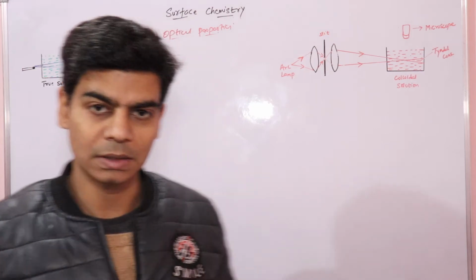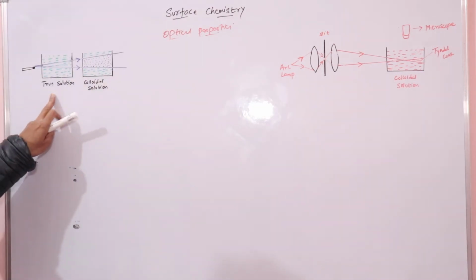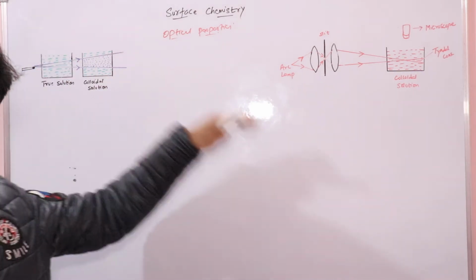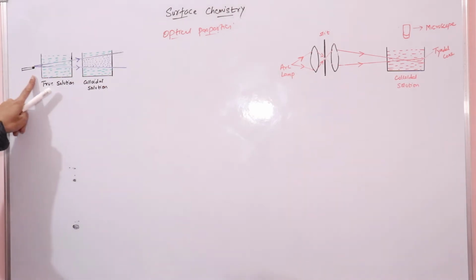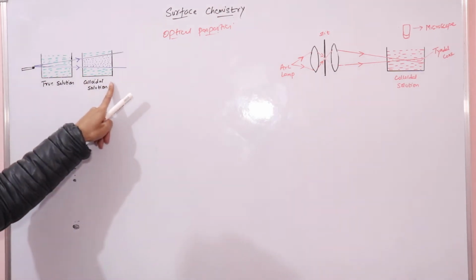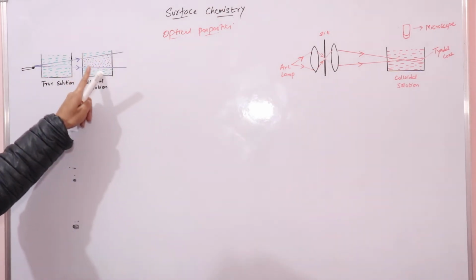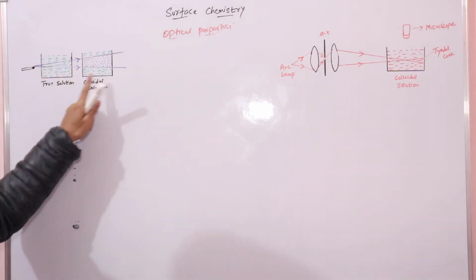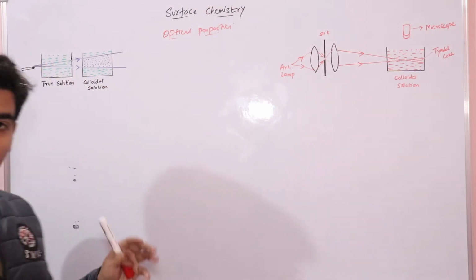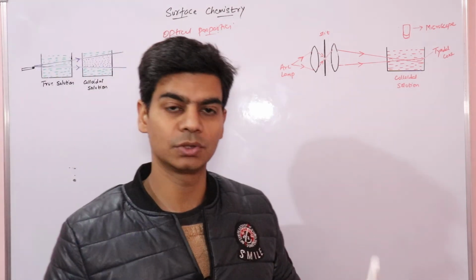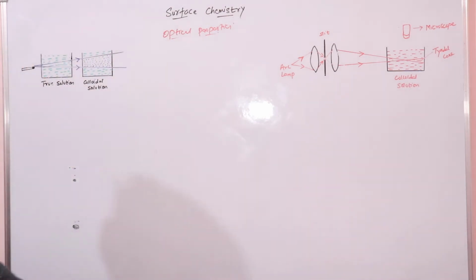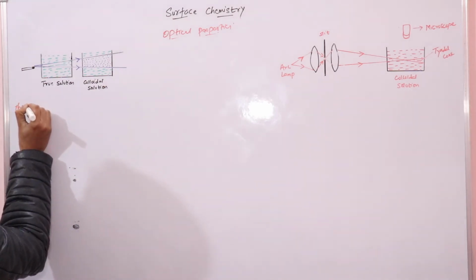I'll repeat the simple experiment. You take a true solution and a colloidal solution, keep these two containers in a dark room, and pass a beam of light through these two solutions. It is observed that the colloidal solution gets illuminated by a bluish light, whereas there is no illumination in the case of the true solution. So we'll just write down the observation.